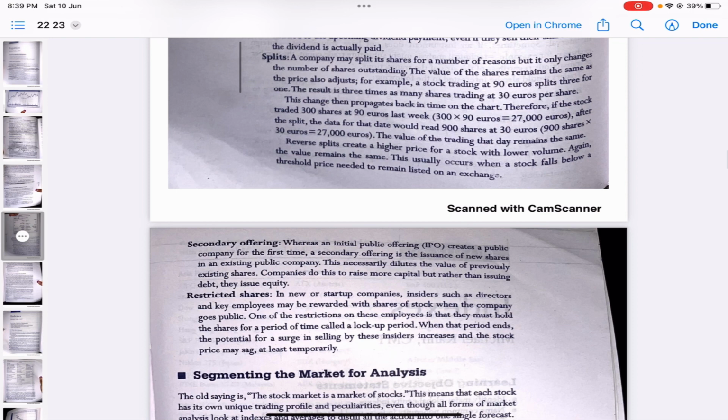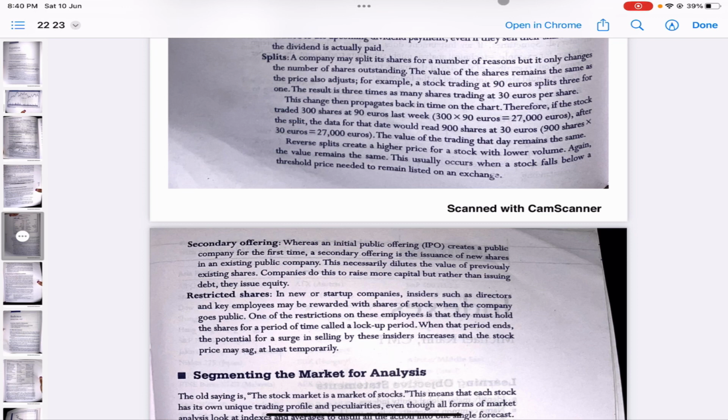Now what is a split? A company may split its shares for a number of reasons, but it only changes the number of shares outstanding. So the shares are split, but there is not really much of a change, right? The value of shares remains the same as the price also adjusts. So the value is going to remain the same because eventually the price is going to adjust if you're splitting the share.